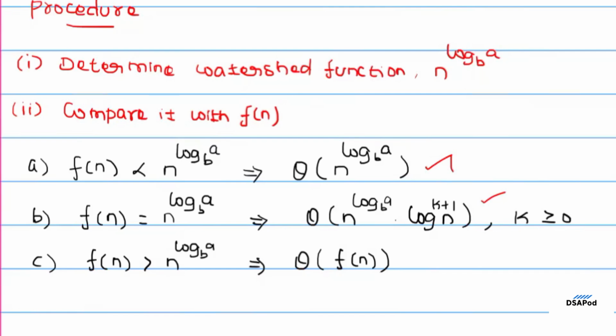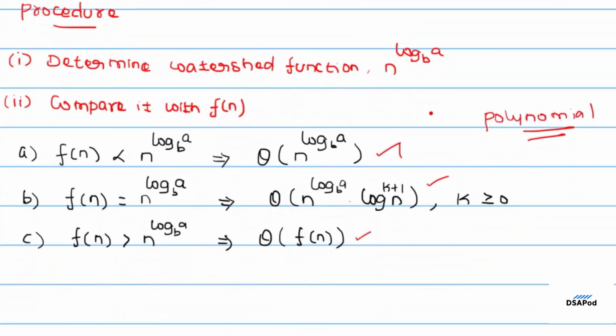If f(n) is greater than the watershed function, the time complexity is determined as big theta of f(n). Whenever we do the comparison of f(n) with the watershed function, it should be polynomial.